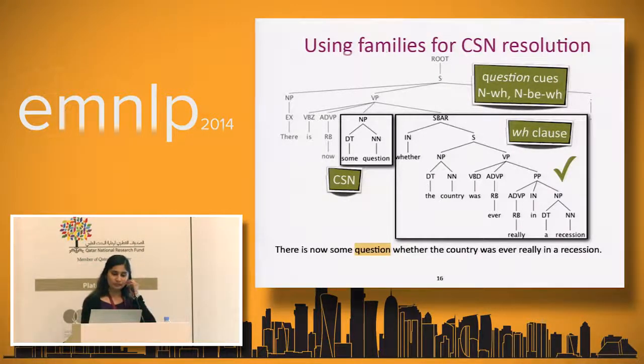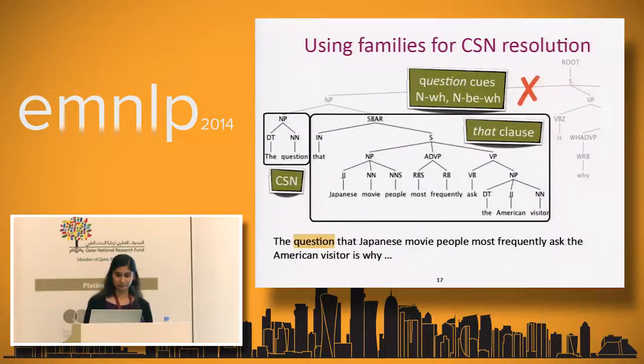Okay, so let's consider this example. There is now some question whether the country was ever really in a recession. First, we parse this sentence using the Stanford parser. Then we look at the families in which the shell noun question occurs. Schmidt's cues say that if the postnominal clause is a WH clause, extract it as the shell content. In this case, the postnominal clause is a complement WH clause, so we extract it as the shell content.